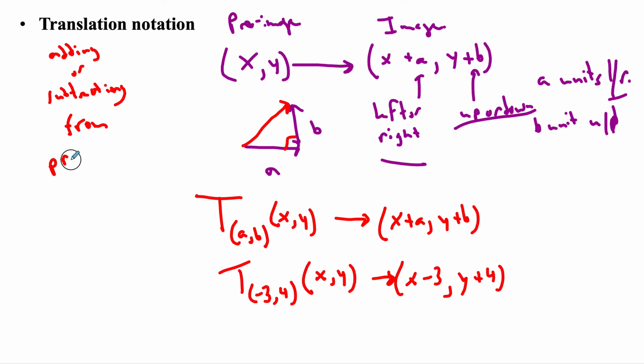From the pre-image points. Adding or subtracting would cause a different thing, left or right or up or down. So let's take a look at some examples.